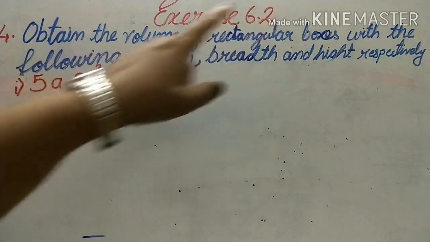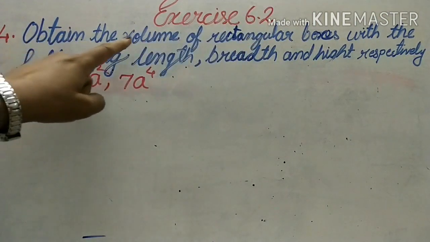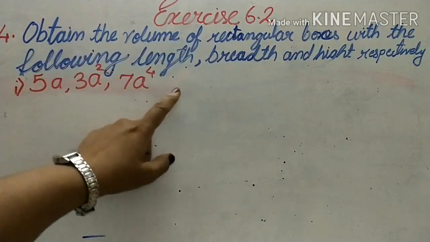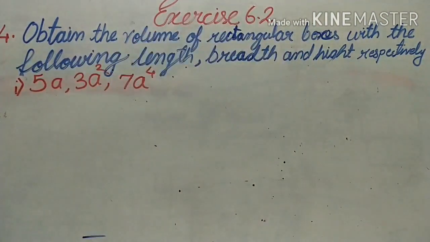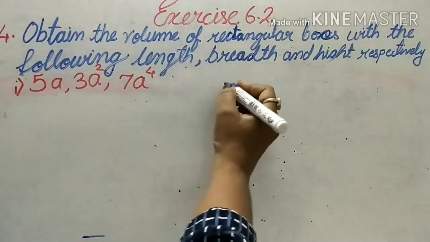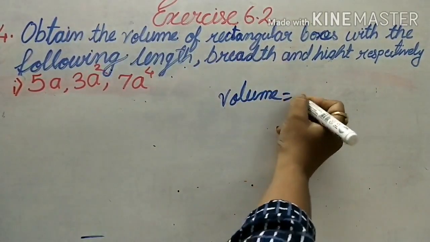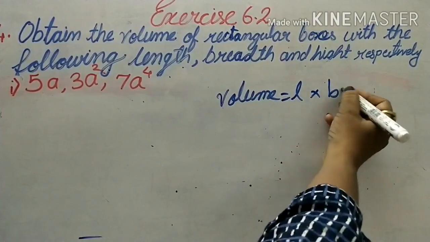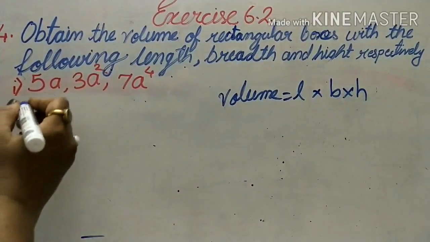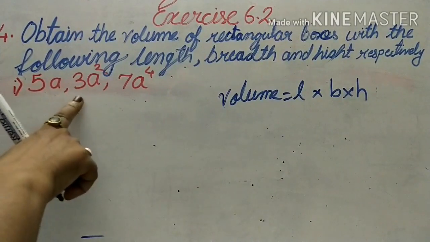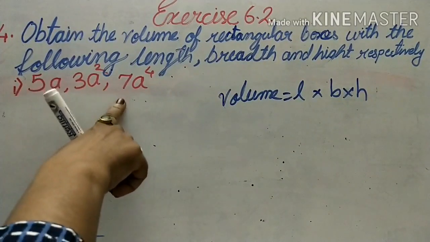Exercise 6.2, fourth main. Obtain the volume of rectangular boxes with the following length, breadth and height respectively. So first we know that volume of a rectangular box is equal to length into breadth into height.